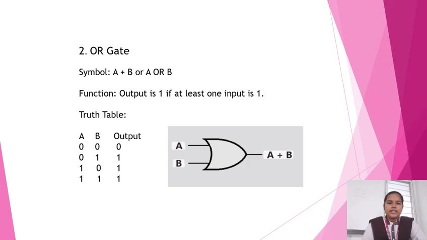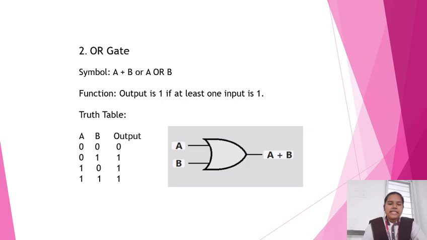Second one, OR gate. Symbol is A plus B or A or B. The function of the OR gate is output is 1 if at least one input is 1. The symbol of the OR gate is as shown in the figure and truth table as shown below. If we take inputs A and B and the output as output, if A equals 0 and B equals 0, the output becomes 0.